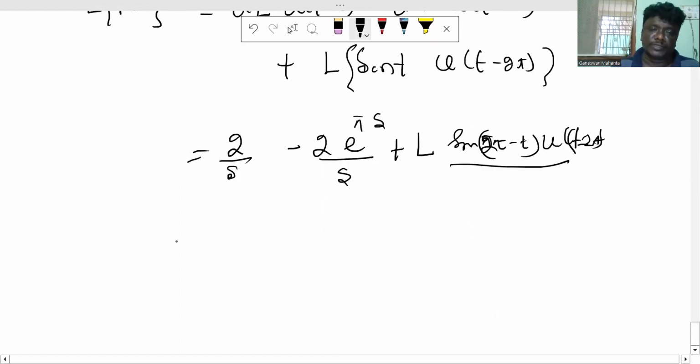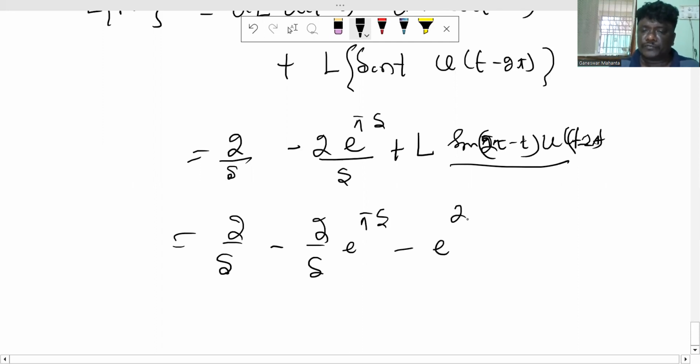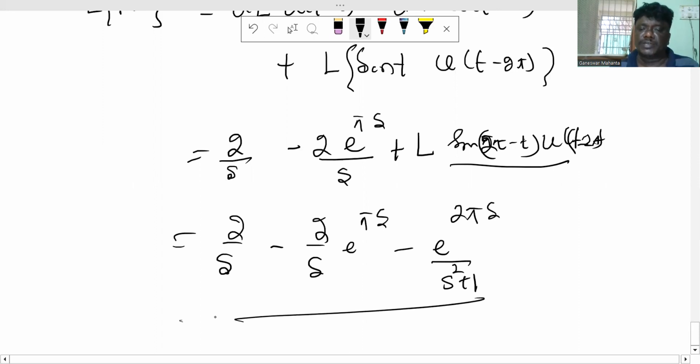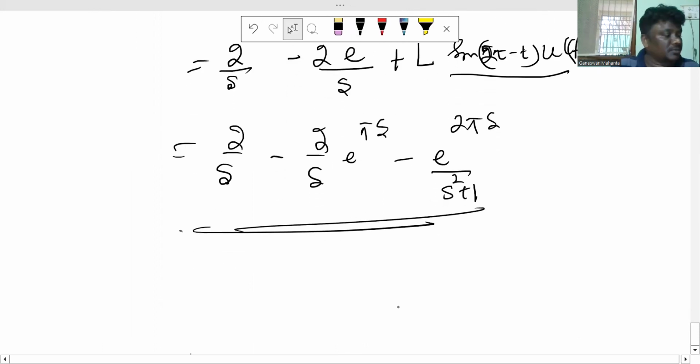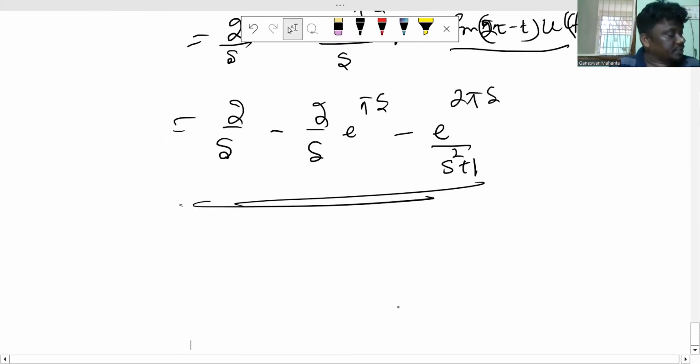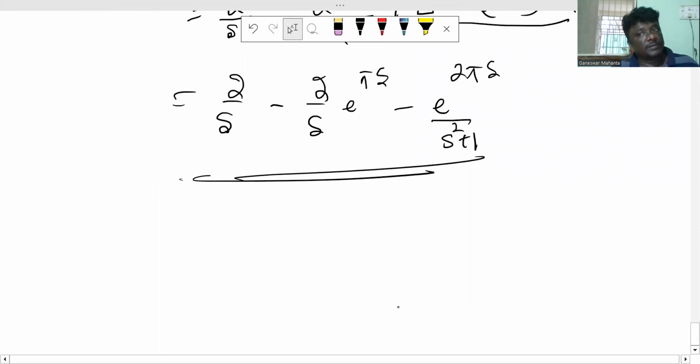And that is one negative we consider, that is 2 by s minus 2 by s e to the power pi s, and that is minus e to the power 2 pi s. And Laplace of sin t, that is a square plus 1. So this is your answer. That is the convolution unit step function. Okay.